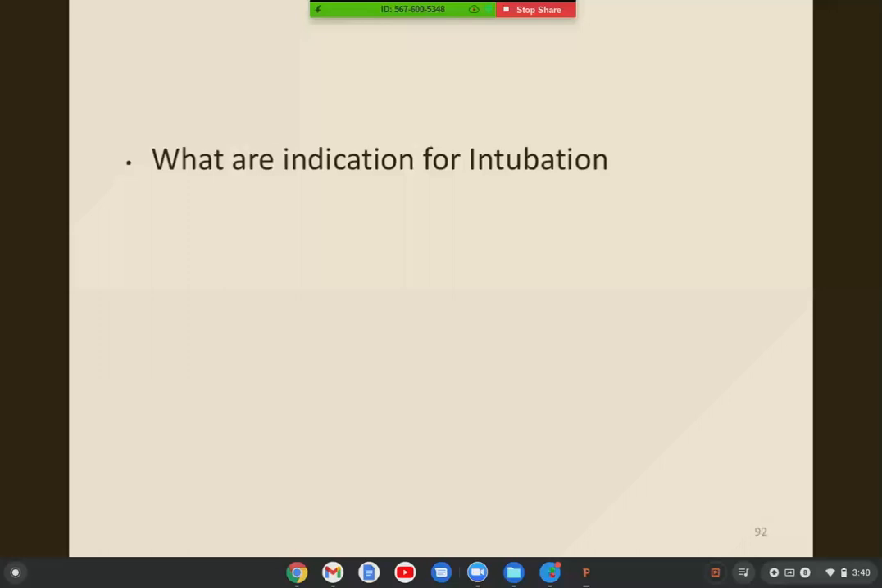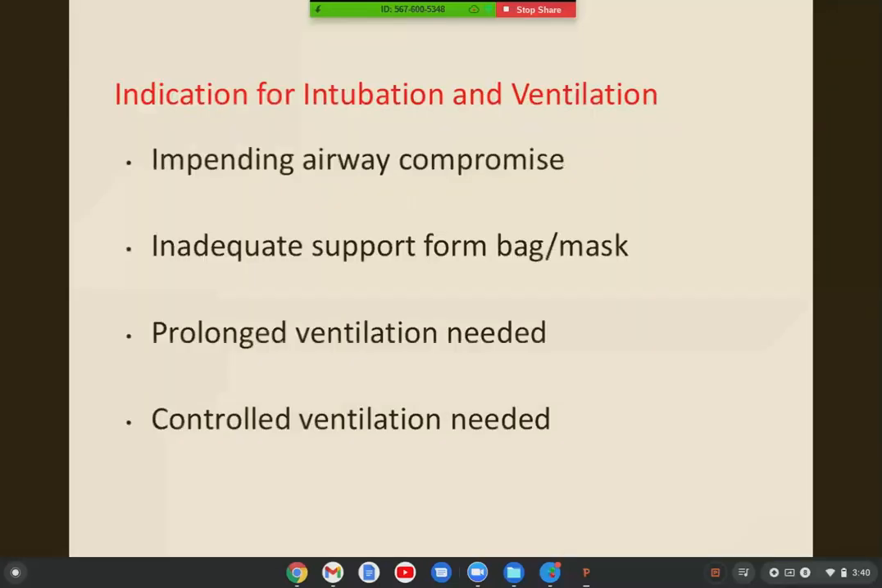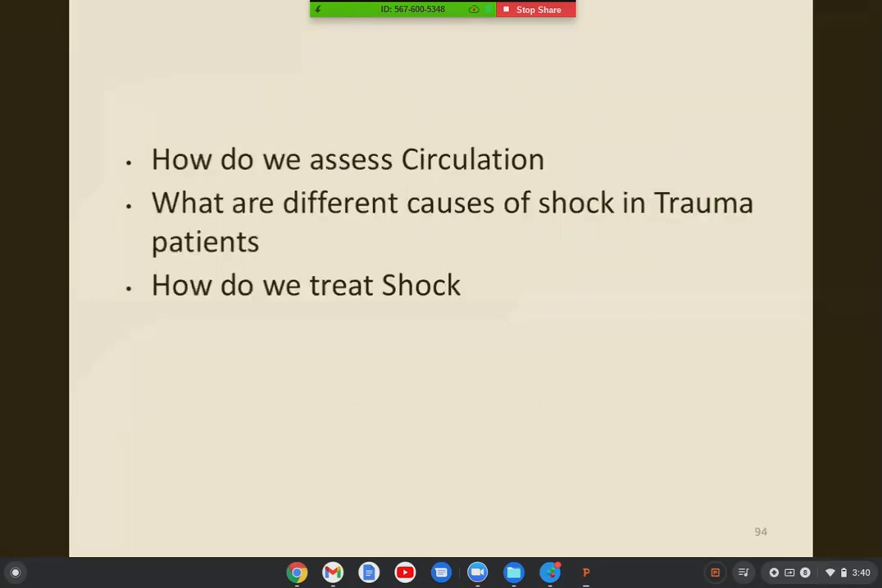What are the indications for intubation in such children? Whenever there is an impending airway compromise, inadequate support from bag and mask, prolonged ventilation is needed, or controlled ventilation is needed to make this child better.